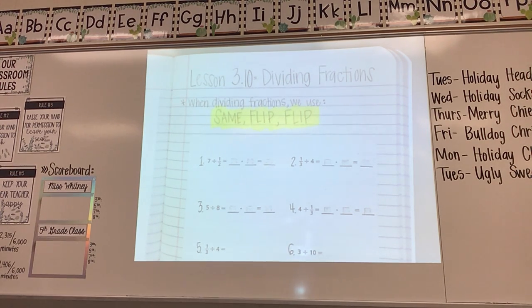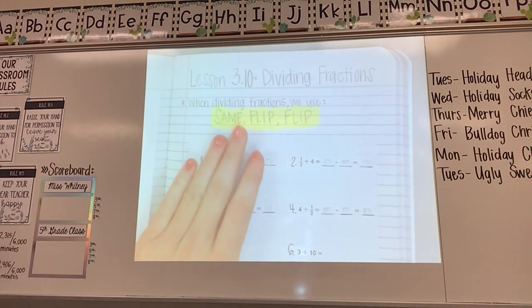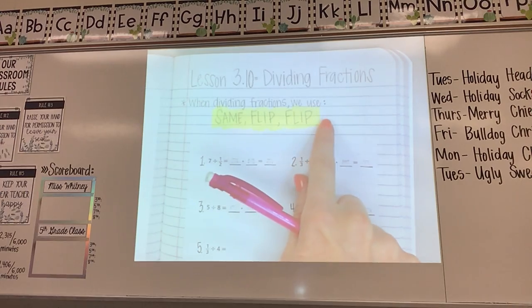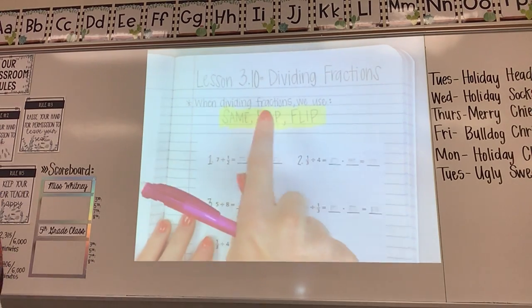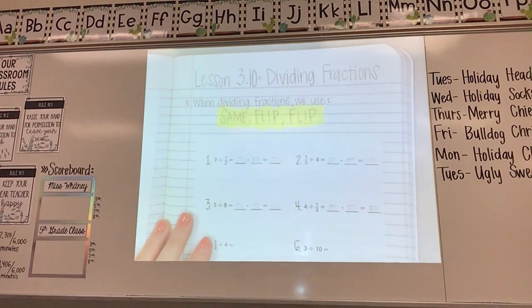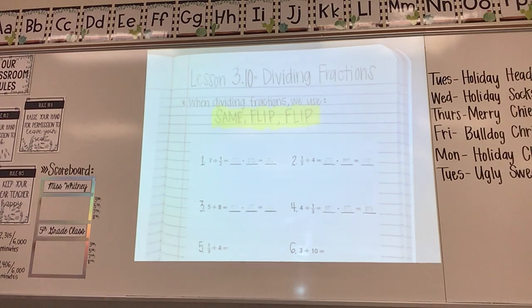This is pretty simple if we follow this rule right here. It's like a little saying that we can use. So when we are dividing fractions, we are going to use same, flip, flip. If you say same, flip, flip, you'll be able to divide any problem that would involve fractions. So let's try it out right here on number 1 and see how we do.